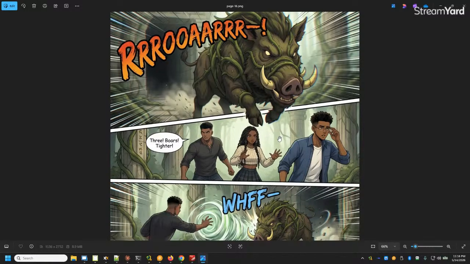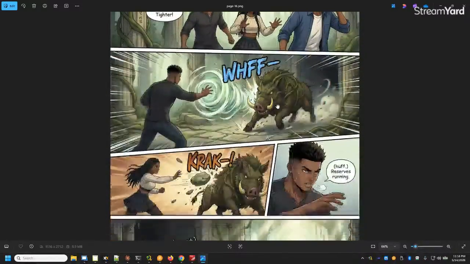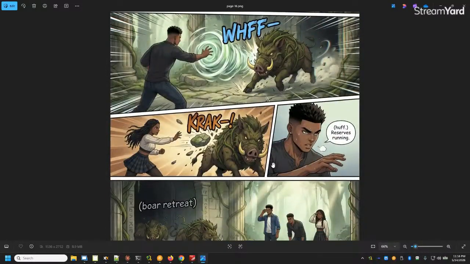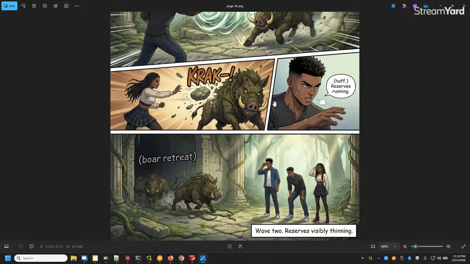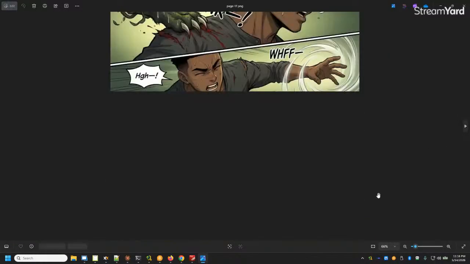Okay, and now they're all back to normal here. Wild boar comes out of nowhere and attacks them. 3 boars tighter. Okay. Reserves running. I guess he's about to run out of mana. Wave 2. Reserves visibly thinning. Boar retreat, as they are doing the opposite of retreating.